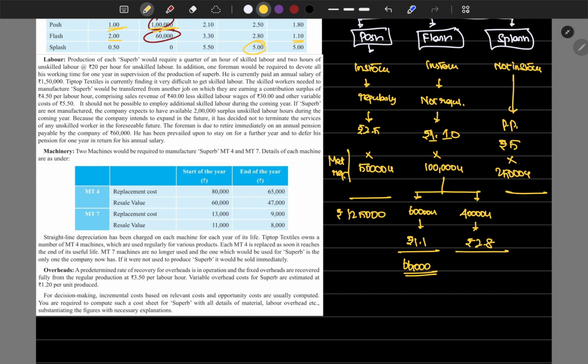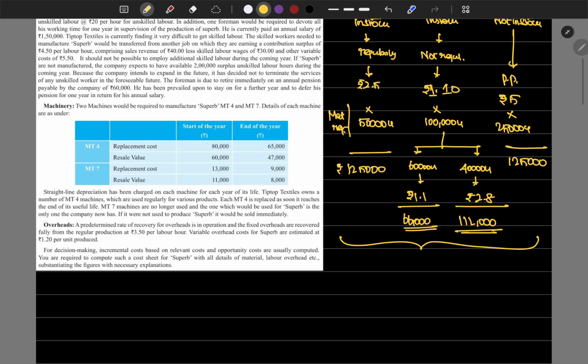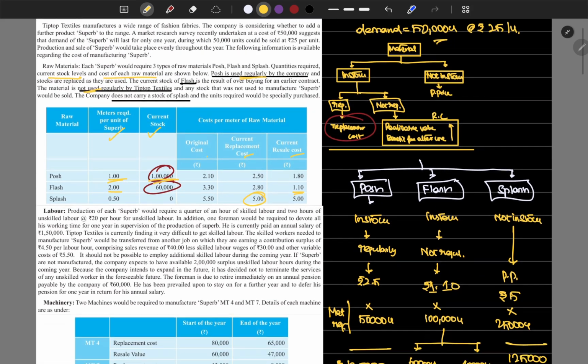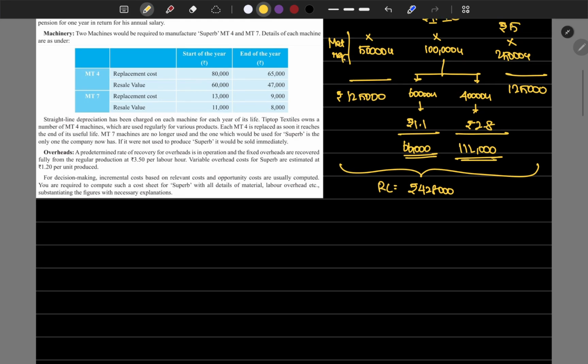Then 40,000 into 2.8 is 1,12,000 as our relevant cost. 5 into 25,000 is 1,25,000. Okay, what's the total relevant cost in case of material? 1,25,000 plus 66,000 plus 1,12,000 plus 1,25,000, which is rupees 4,28,000 as the relevant cost, right? Okay, we found out the relevant cost in case of material.